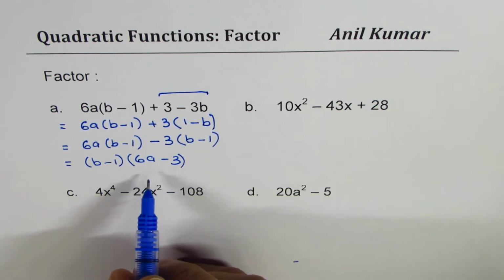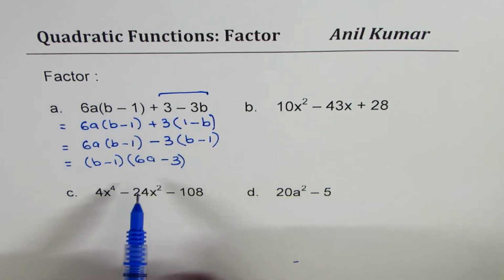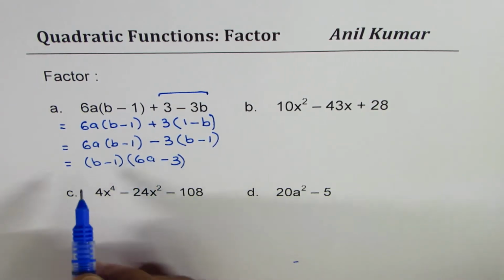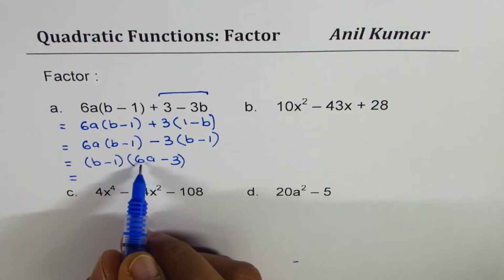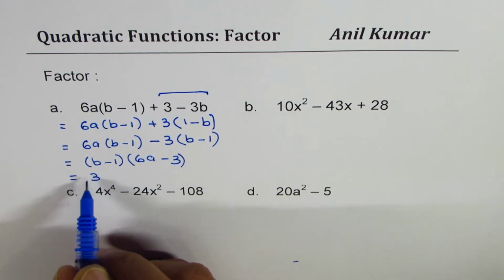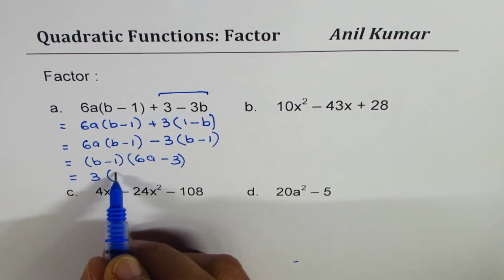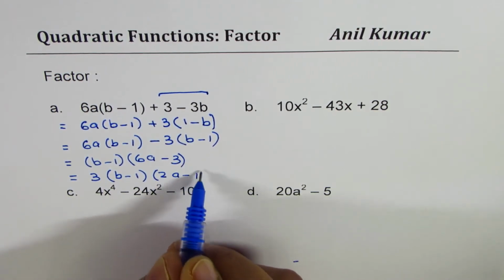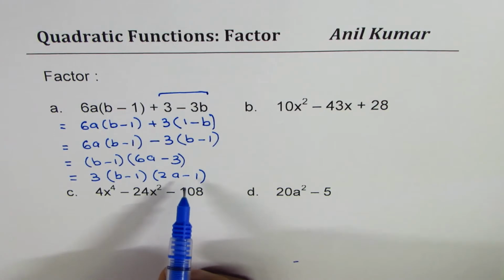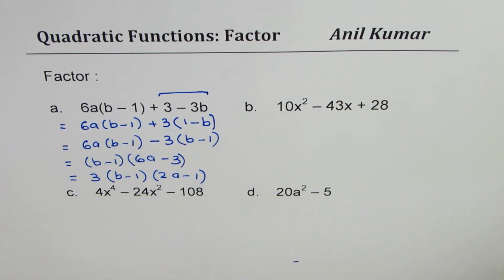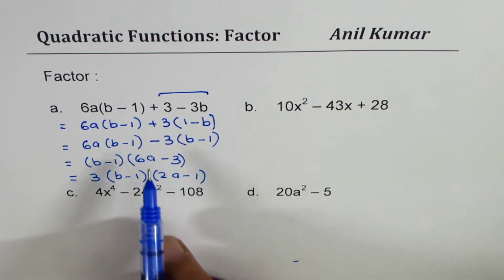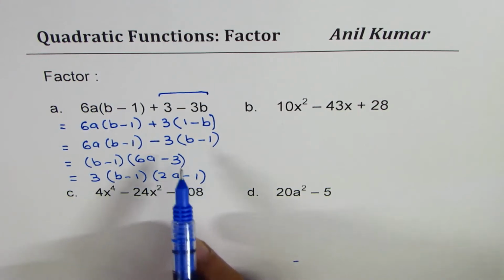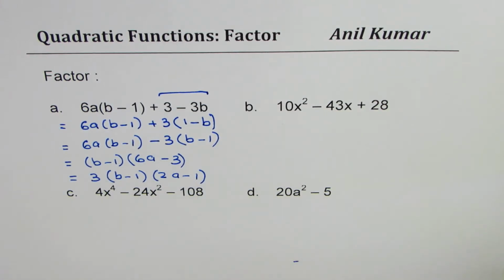Now still, we can factor this expression, correct? When we say factor, we really mean fully factored. 3 can be taken out, right? So don't stop here. You have to take 3 as a common factor. It's better to write 3 in the beginning, right? So if I take 3 common, I'm left with 2a minus 1. So that is the fully factored form of the given expression. If you don't write the last statement, you may lose 0.5 marks, correct? So that's the whole idea of taking this example.